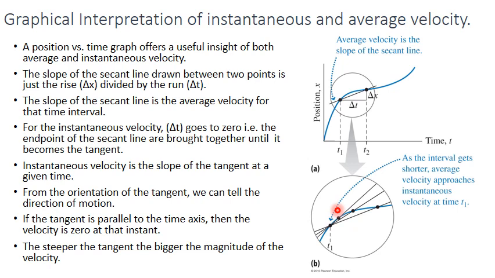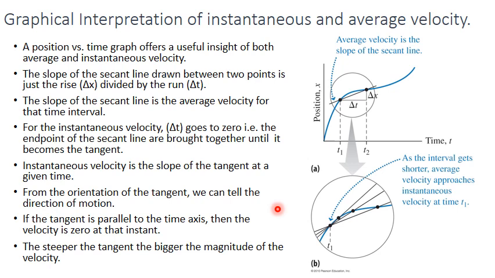It is well defined, and it is the derivative of the position function of time, or if we want to look at it graphically, it would be the slope of the tangent of the position versus time graph. So if the slope is parallel to the time axis, it means that time is moving, but position is not moving. So the velocity is 0 at that instant. And the steeper the tangent is, the bigger the magnitude of the velocity.